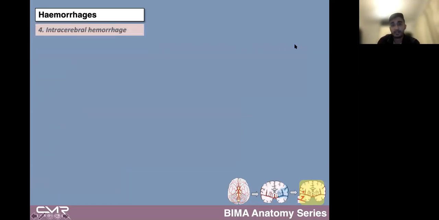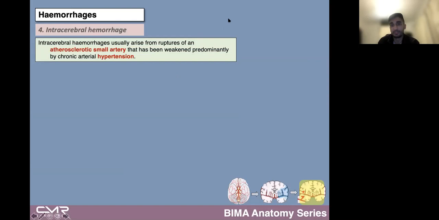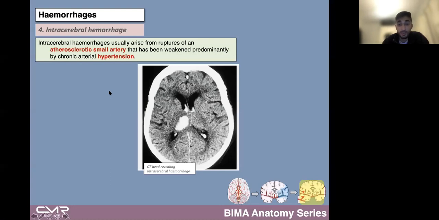Okay, and the last type of hemorrhage is our intracerebral hemorrhage. Intracerebral hemorrhages usually arise from a rupture of an atherosclerotic small artery that has been weakened predominantly by chronic arterial hypertension. So essentially we have small arteries which are atherosclerotic, so they have a very small lumen. The luminal diameter is relatively small, and that's generally because of risk factors such as a fatty diet and obesity. And so when there is chronic arterial hypertension, because of the weakness within the small artery, they rupture and cause an intracerebral hemorrhage. They're usually quite deadly, as we can see here.